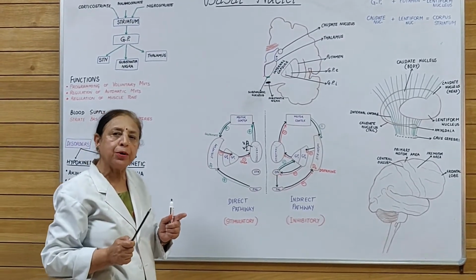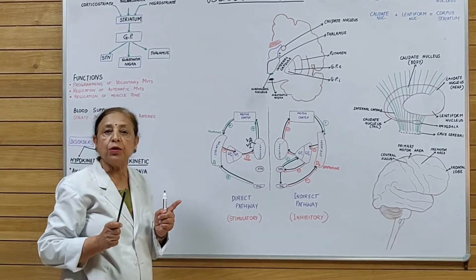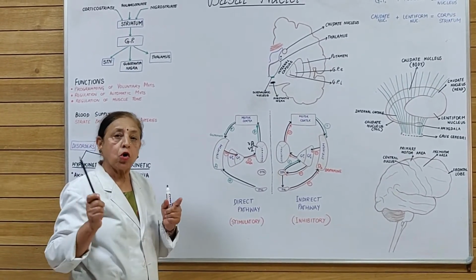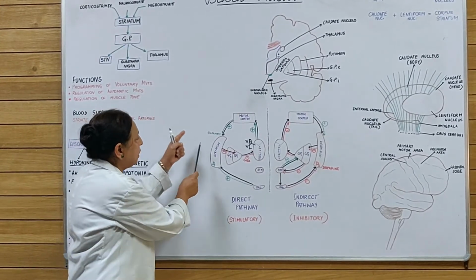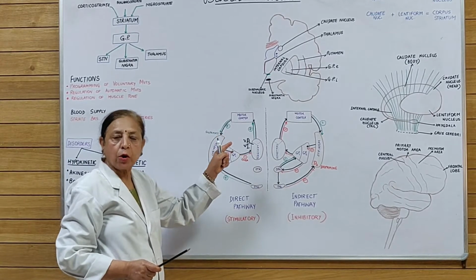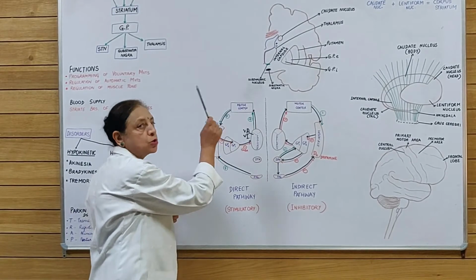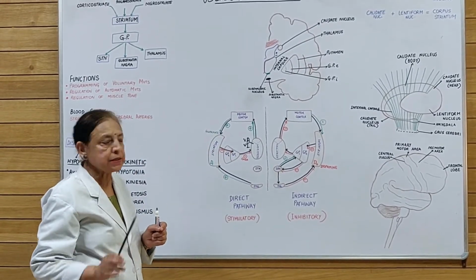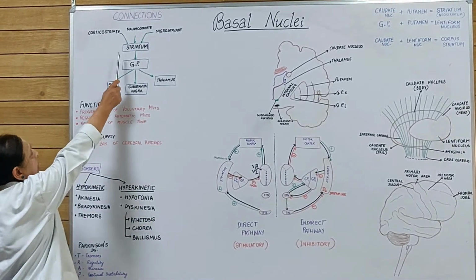And what is going to happen over here at the level of the corpus striatum? It is the motor activity which is going to be monitored. So the input from the cerebellum and the input from the striatum is going to be computed, collated and balanced over here, and only then it will go to the motor cortex. Clear about this? Alright. So these are the connections.